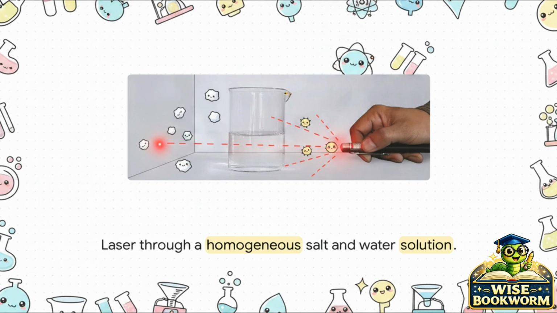Imagine shining a bright red laser pointer straight through a beaker of salt and water. What happens inside the glass? Well, absolutely nothing. The liquid looks completely dark where the laser should be. Why? Because a homogeneous mixture is a true solution. The dissolved particles are so incredibly tiny that the light passes right through them completely invisibly, and it only shows up as a dot on the wall behind the glass.